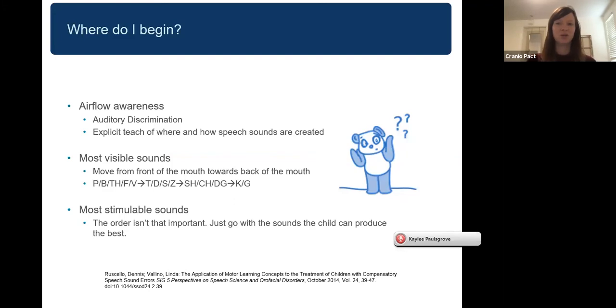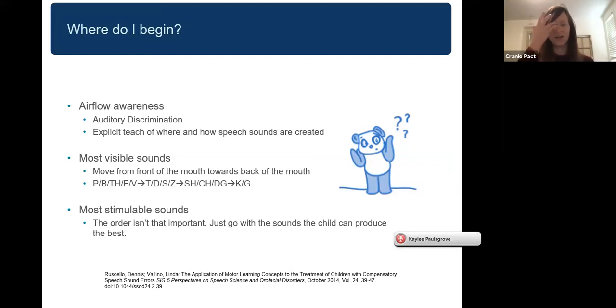So when you have a child who has velopharyngeal mislearning on your caseload or you're seeing them for therapy, where do you begin? Often the first step in speech therapy is to teach airflow awareness and articulation awareness. What I mean by this is you want to train the patient's ear to identify when they're saying sounds correctly and when they're saying sounds incorrectly. And you want to model some of those incorrect sounds and correct sounds to them so that they practice identifying it in your speech and in other people's speech. This involves really explicit teaching of where and how the speech sounds are created.